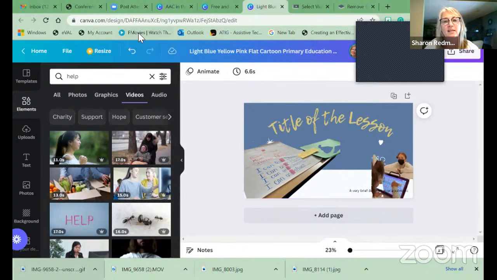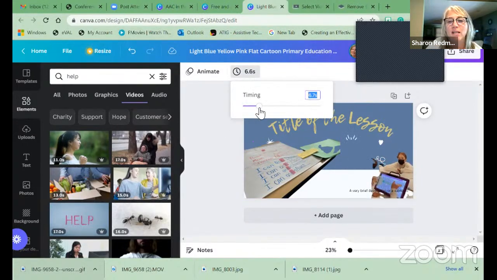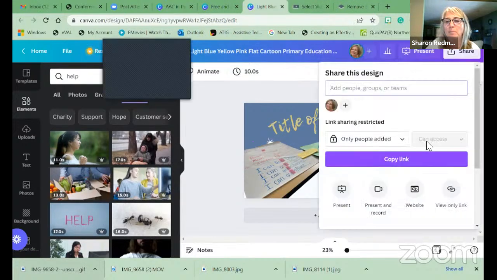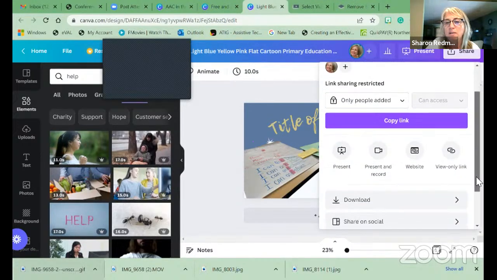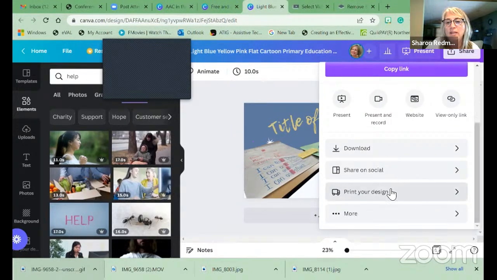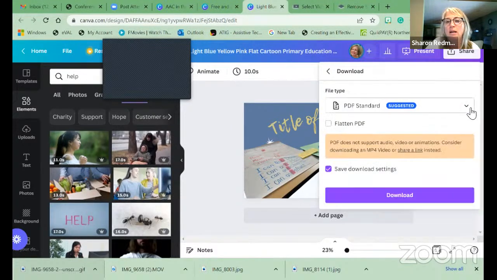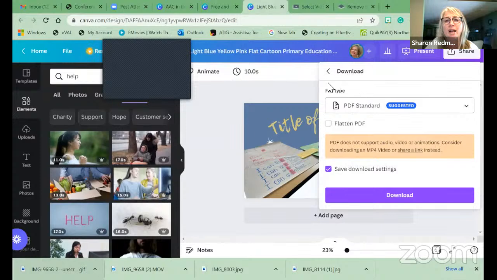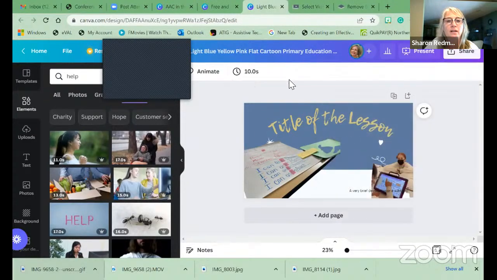I love how this works. You can then animate, you can put the timing in, all the pieces. You can share this then by either sending a link to people. You can download it as a PDF or an MP4 video. That's what you saw earlier with our homemade book. I will do that so that parents can see what we're doing and send it to them so that they can print it out. So lots of different options in Canva.